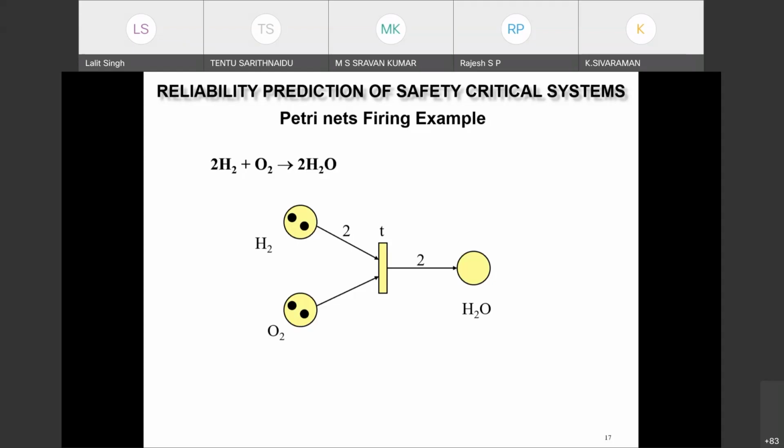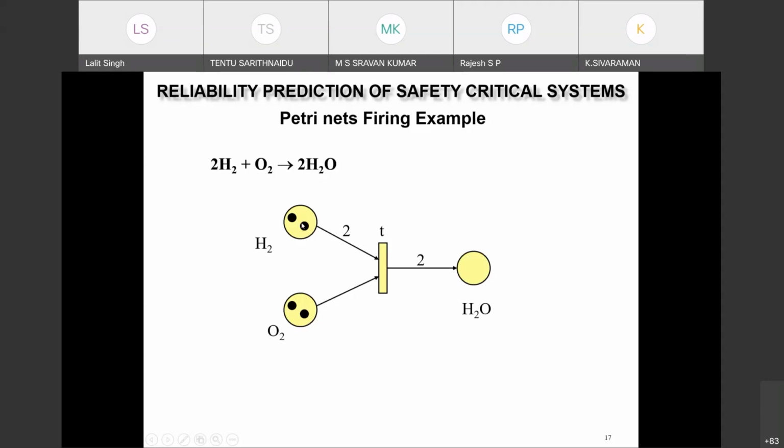And all the input places for this transition, for example, in this figure, the input places are hydrogen and oxygen, because those are connected with the input arcs. And the output place is water because it is connected by an output arc. So hydrogen and oxygen must contain a sufficient number of tokens for the enabling of this transition T.